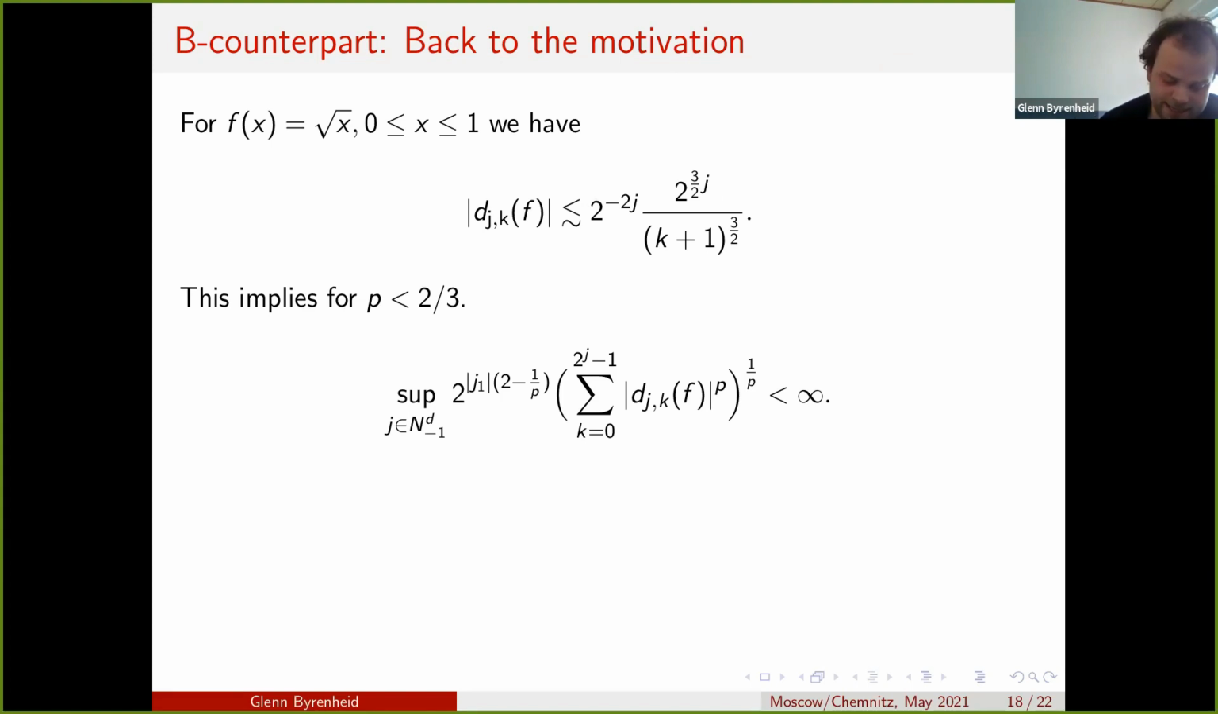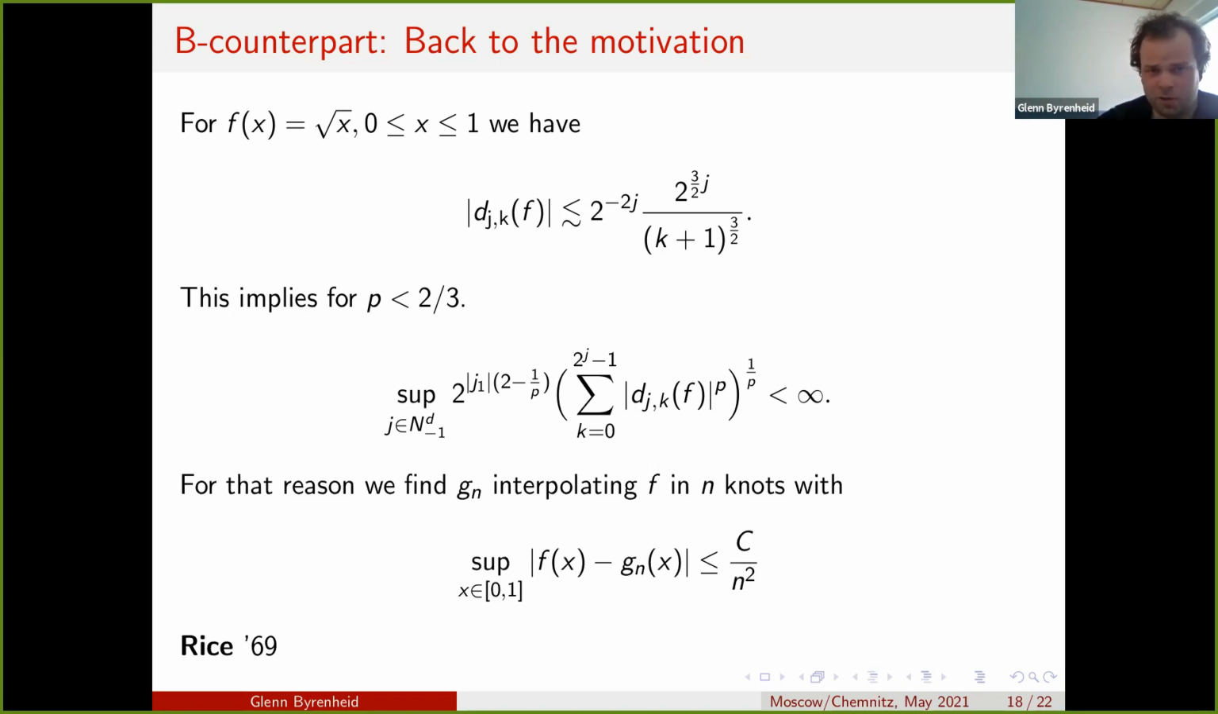This gives us that, in case p is bigger than 2/3, this sequence of Faber-Schauder coefficient functions belongs to some kind of Besov type sequence space, defined like this. So this is a Besov type sequence space with B infinity. And from a generalization of this approximation theory, we obtain the result that we find an approximant Gn interpolating our function f in n points, having additionally the property that it's piecewise linear in every single direction.